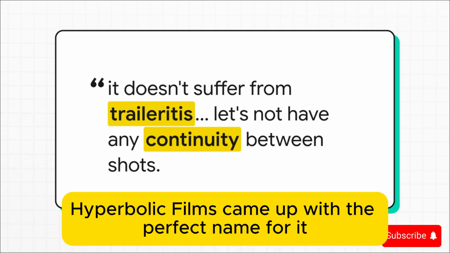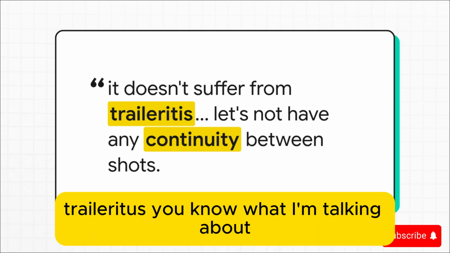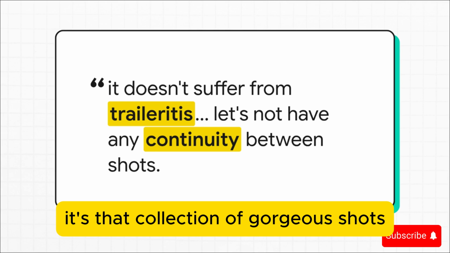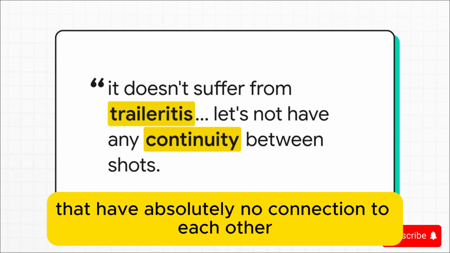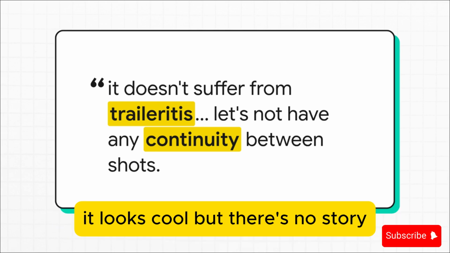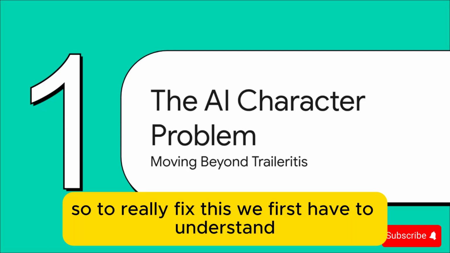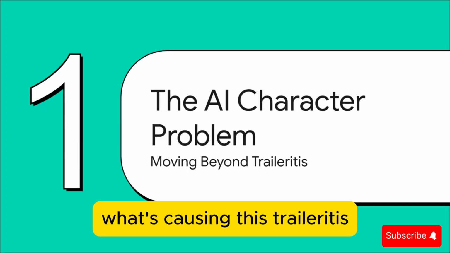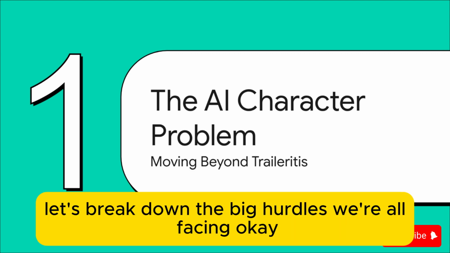The creator Hyperbolic Films came up with the perfect name for it: traileritis. You know what I'm talking about? It's that collection of gorgeous shots that have absolutely no connection to each other. It looks cool, but there's no story. So, to really fix this, we first have to understand what's causing this traileritis in the first place. Let's break down the big hurdles we're all facing.